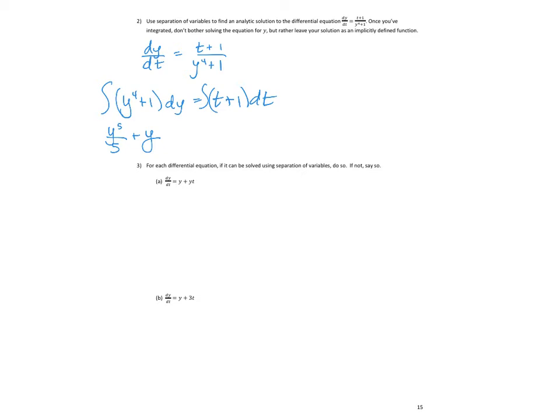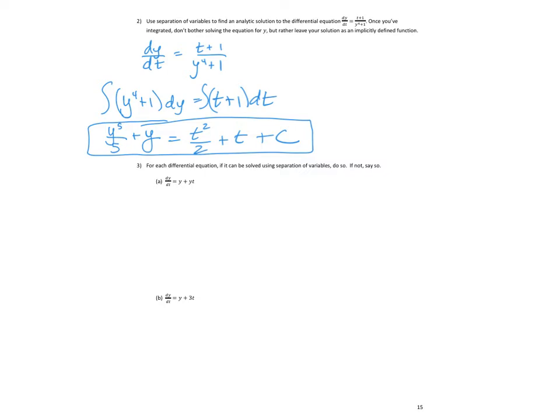Technically there's a plus c here, but I'm going to just smush all of my plus c's into one constant term on the other side of the equation. Equals t squared over 2 plus t plus c. And again, we don't have to solve for y, so we just circle this. It's an implicitly defined function.